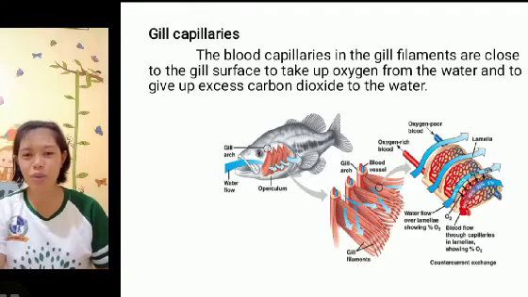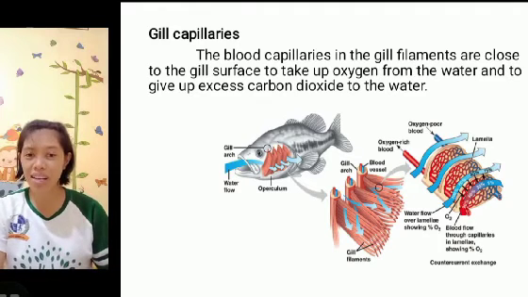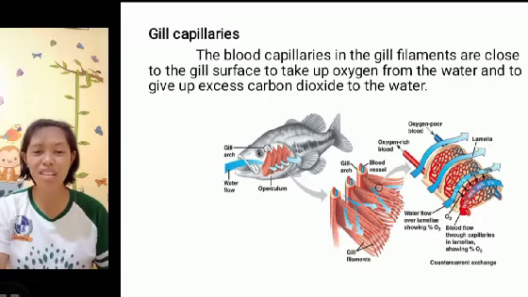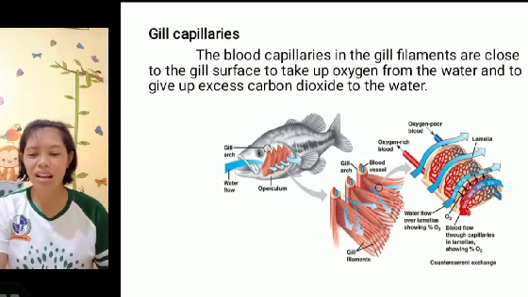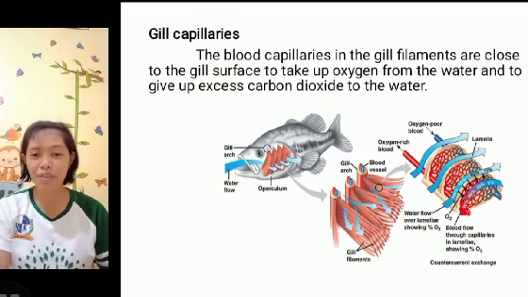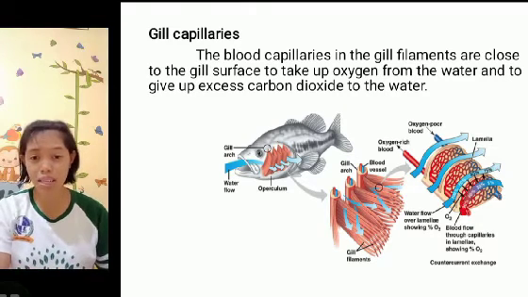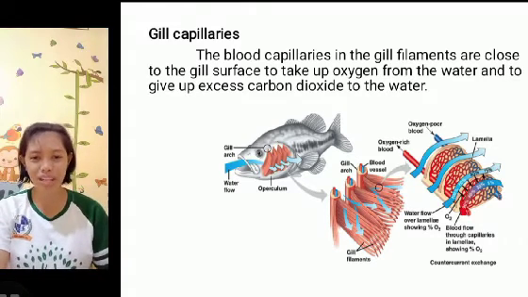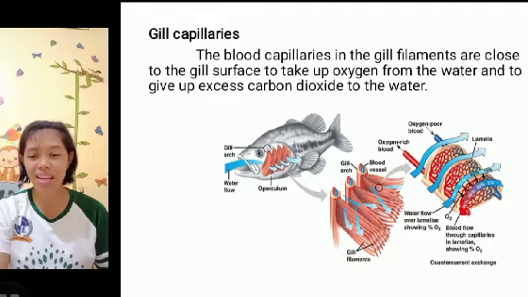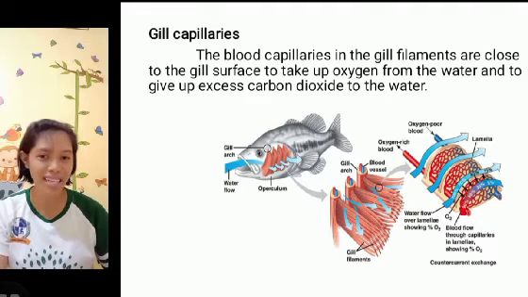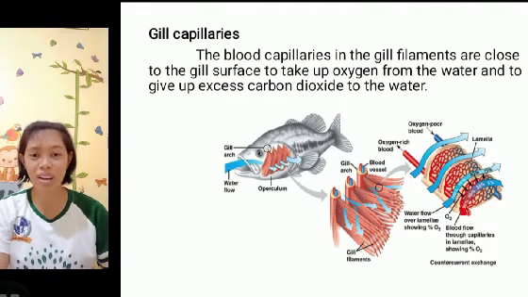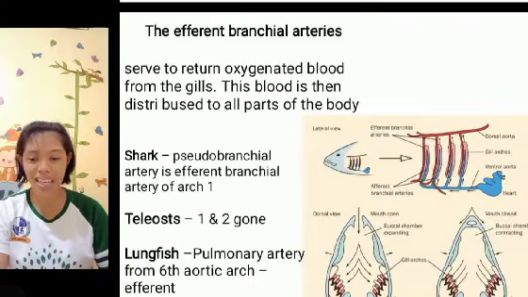Afferent branchial artery. We know already where our afferent is, and then the gill capillaries, and next to it is the efferent branchial arteries. It serves to return oxygenated blood from the gills, and this blood is distributed throughout the body with the help of the dorsal aorta, which carries oxygenated blood. So that's how we subdivide the gill capillaries or the arcs, and that's where we find the afferent and then efferent.